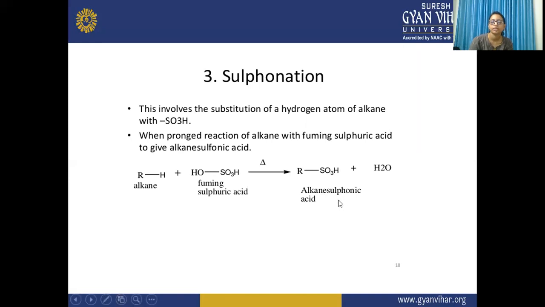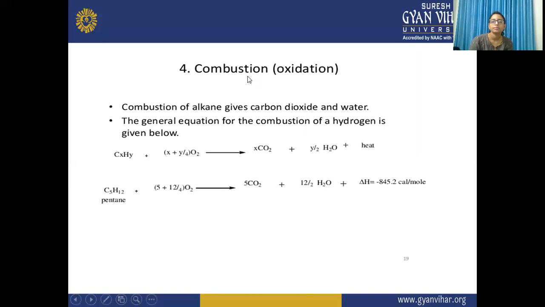So here methyl sulfonic acid is formed. Next step is the combustion or the oxidation, which comes under the thermal or the catalytic reaction. Here catalytic means the catalyst is a substance that fastens or slows the reaction rate, or it can itself act as a reactant and itself come out from the reaction as it is. So combustion of alkane gives carbon dioxide and water.